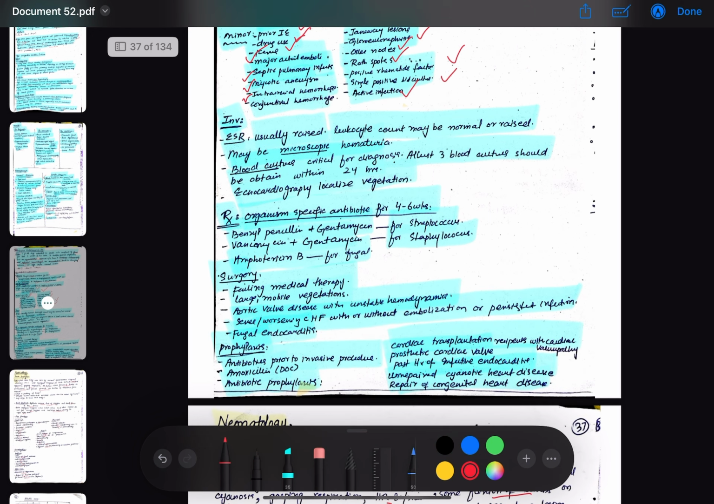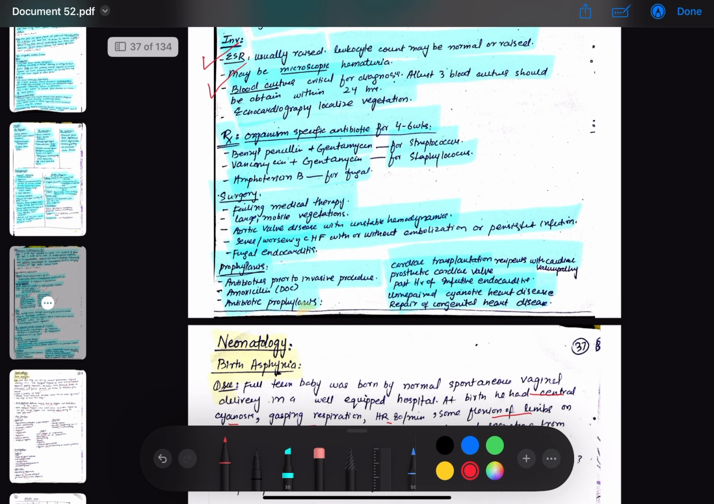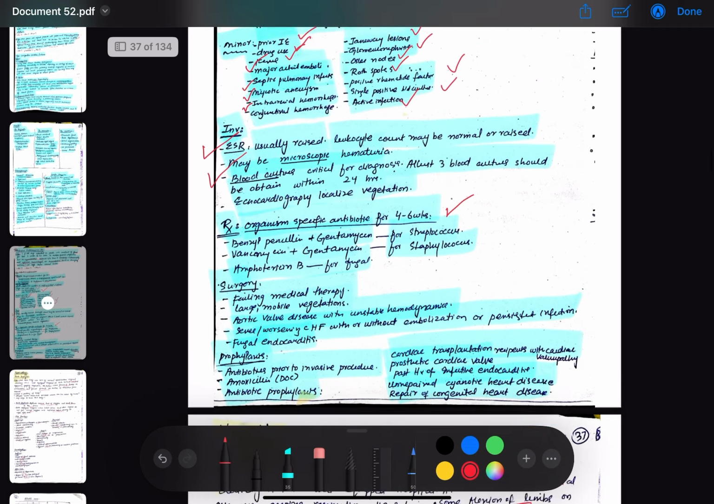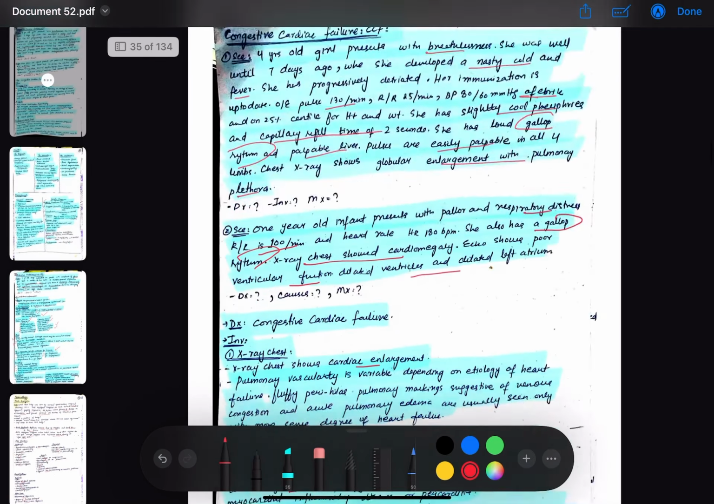The investigation options are ESR and blood culture, and the treatment options are given according to organism-specific antibiotics, surgery is provided, and prophylactic treatment is also done in infective endocarditis. So this was all about infective endocarditis. In this video we have discussed congestive cardiac failure and infective endocarditis. So here the CVS chapters end, and this was all about the revision of the CVS.